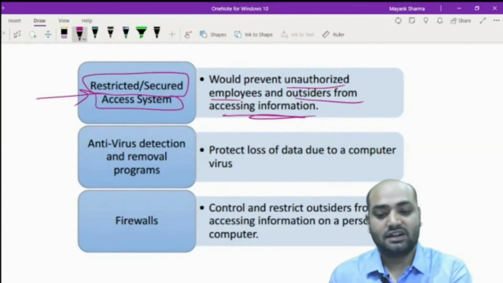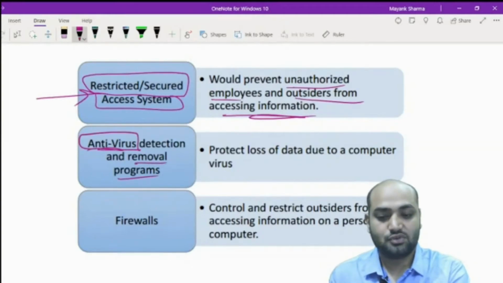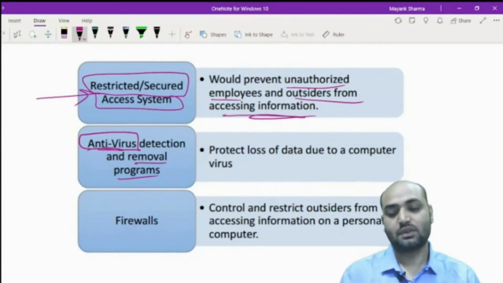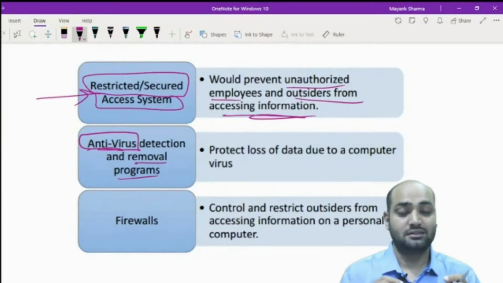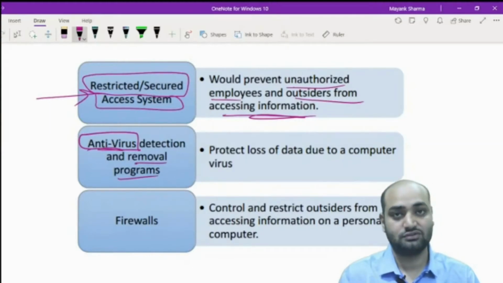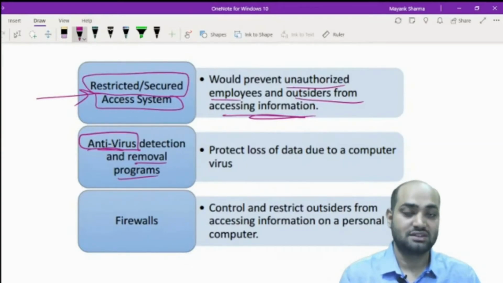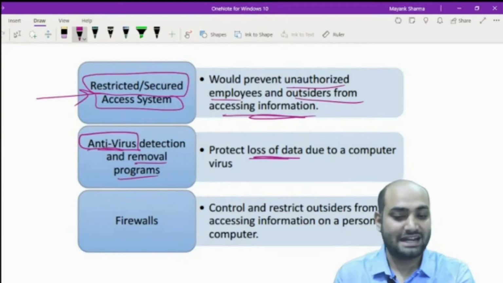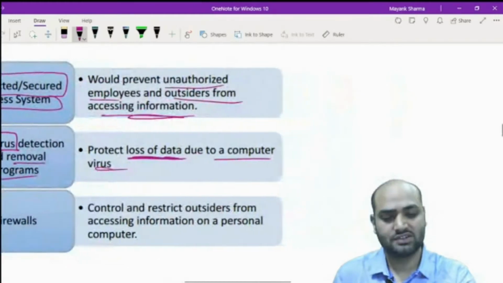There can be antivirus detection and removal programs also. The simple antivirus which we use in our PC or in our cell phones also. These antivirus systems eliminate the harmful programs which are commonly known as viruses or bugs or trojans or worms. All these kind of viruses can be eliminated using an antivirus system, which is a program which identifies and eliminates all those harmful programs which can steal your data or which can manipulate your data. So antivirus protects loss of data due to computer viruses. There's a new kind of virus which recently has arisen, which is known as ransomware.